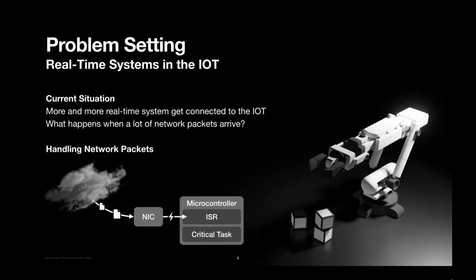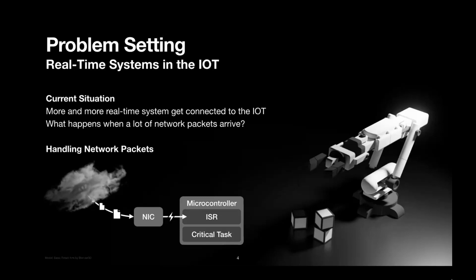And now the question is, what are the implications or effects of this? And for this, we need to look at how network packets are handled on those systems. We assume that we only look at systems where the NIC, so the network interface controller, and the microcontroller are separated, and event handling is done by interrupts. I mean, there are other systems, but this is what we are looking at here.